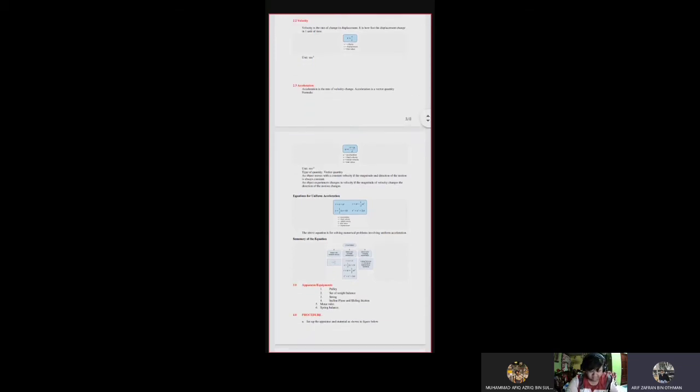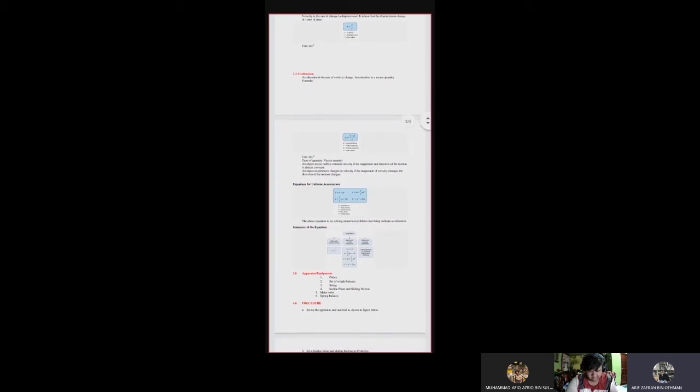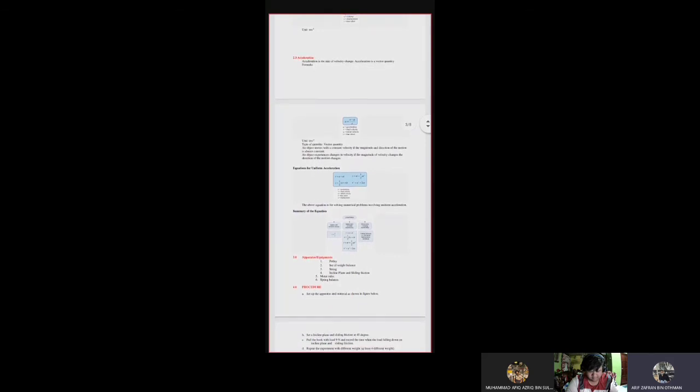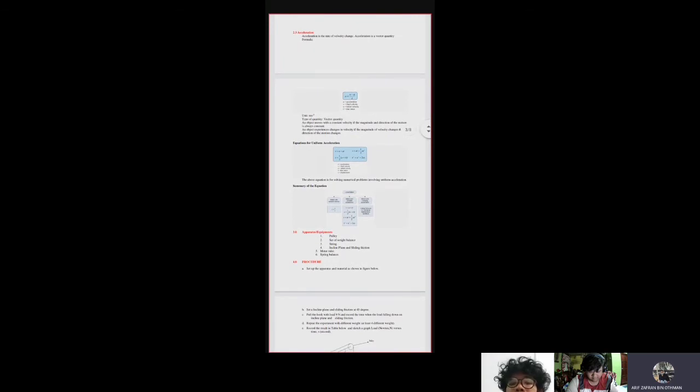Number 2, velocity. Velocity is the rate of change in displacement. It is how fast the displacement changes in 1 unit of time. Velocity equals displacement divided by time. Unit: meter per second. Number 3, acceleration. Acceleration is the rate of velocity change. Acceleration is a vector quantity. Formula: acceleration equals final velocity minus initial velocity divided by time taken. Unit: meter per second squared.